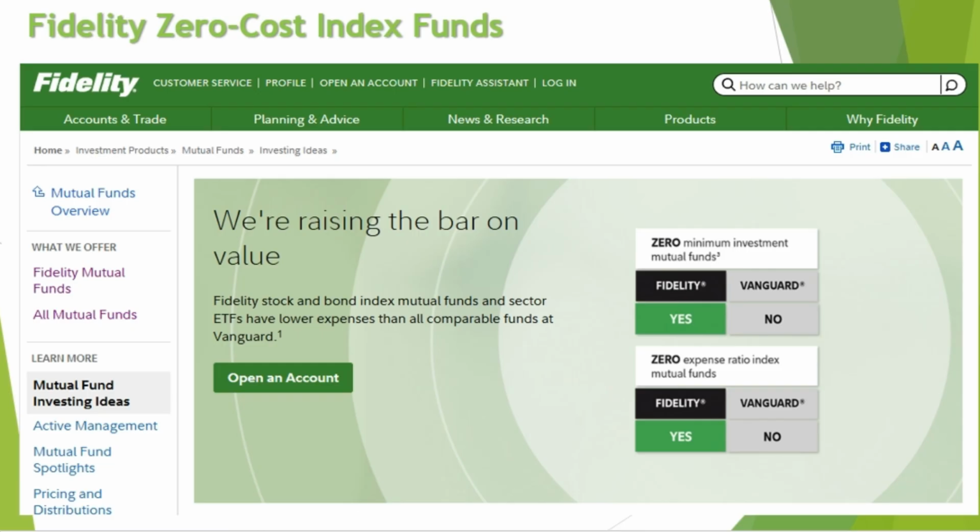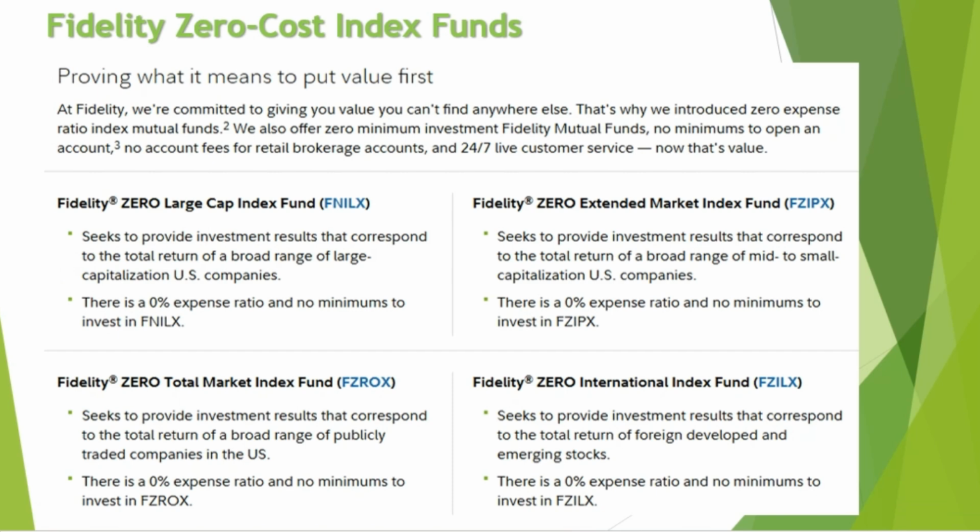So here you can see that Fidelity offers zero cost index funds, and actually they have no minimum investments and again, zero fees. So they're comparing themselves side by side with Vanguard. And here's a list of some of those zero funds. There's a large cap index fund, FNILX. You can look up that ticker symbol.